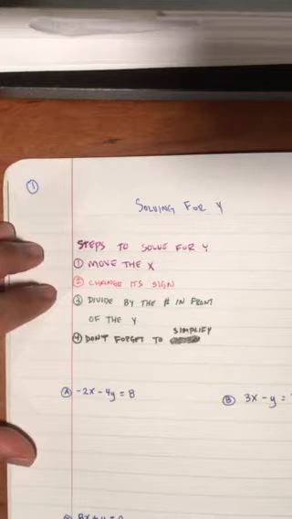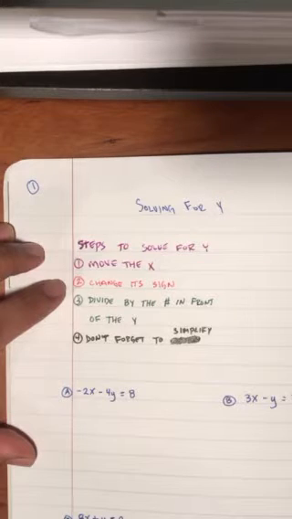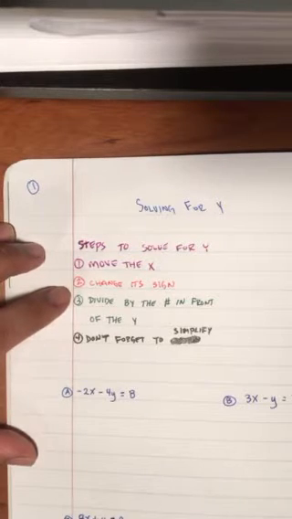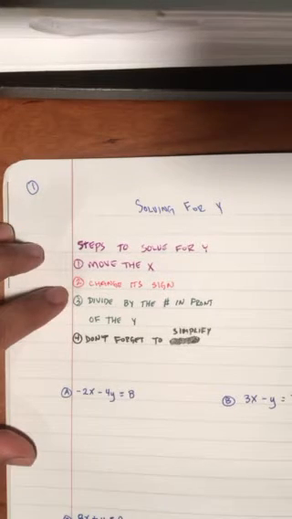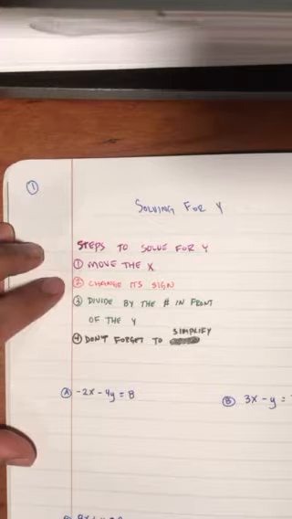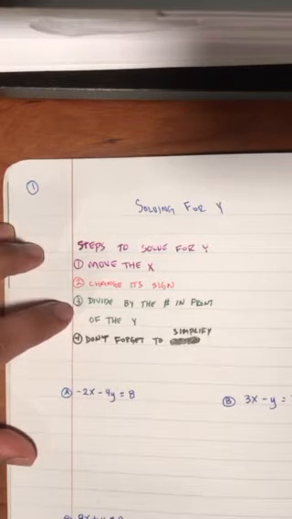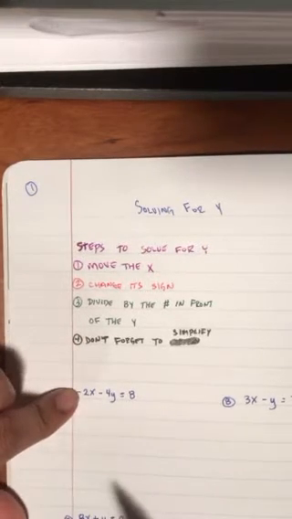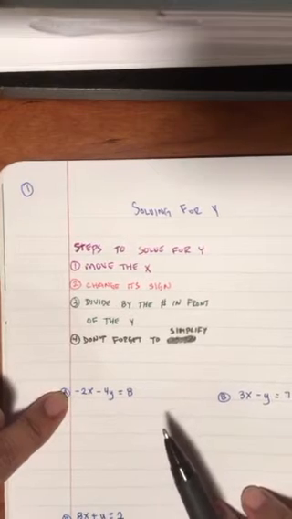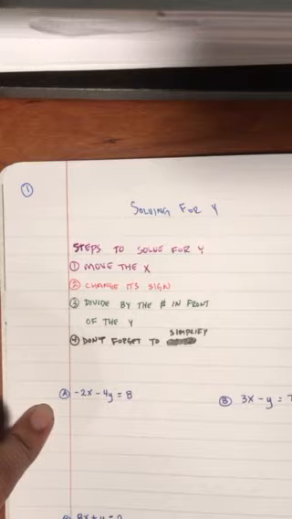This isn't necessarily algebraically correct, but it's just a little rhyme to help you remember how to solve for y. And this is only if x and y are on the same side. That's called standard form. So if it's in standard form, this is the way we solve for y. We move the x, change its sign, divide by the number in front of the y, and don't forget to simplify. So let me give you a few seconds to get that down. Go ahead and pause the video at this time so that you can copy it down.